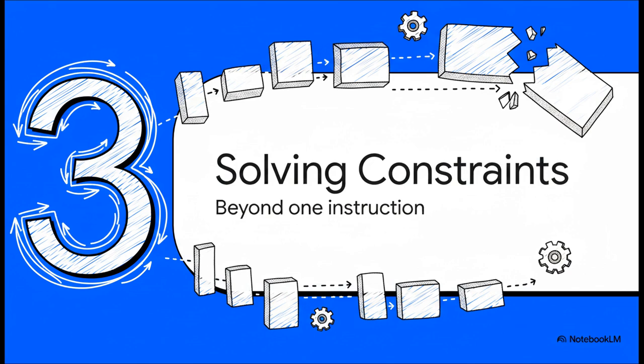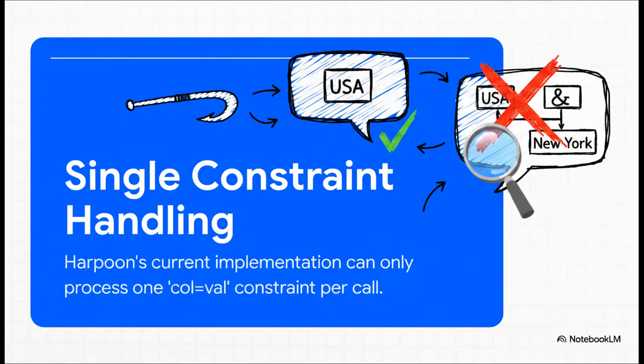It's really time to move this thing beyond just following one simple instruction at a time. So here's the core of the problem, plain and simple. Right now, Harpoon can only handle one column equals value constraint per call. That means you can tell it, make the country USA, sure, but you can't tell it, make the country USA and make the city New York. And that right there is a huge limitation on how useful it can be in the real world.